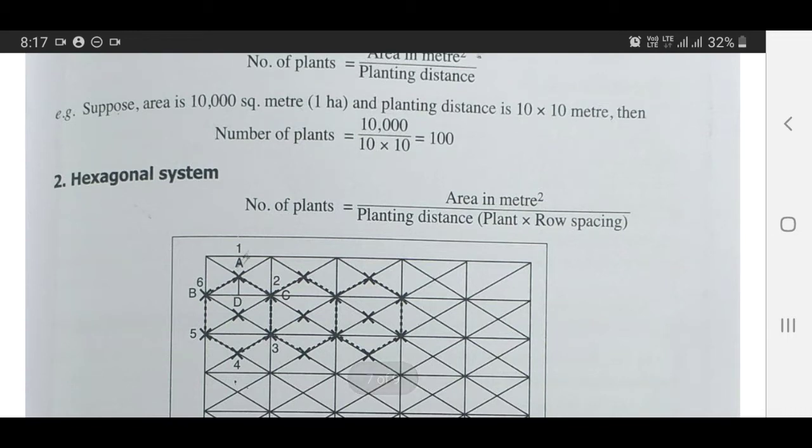Now the second system of planting is the hexagonal system. The formula used to calculate the number of plants is: number of plants is equal to area in square meter divided by planting distance, that is plant into row spacing.